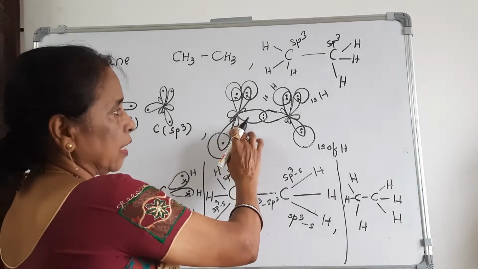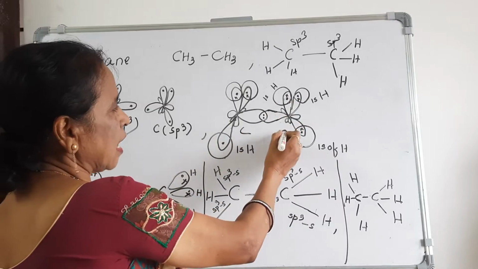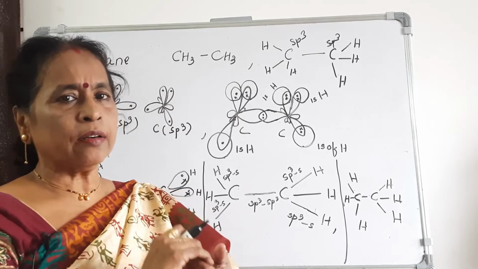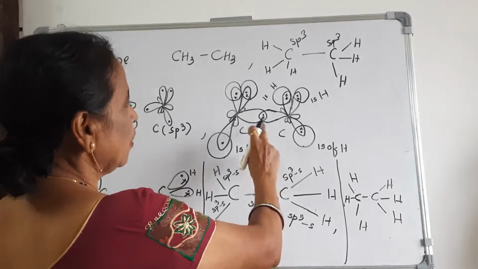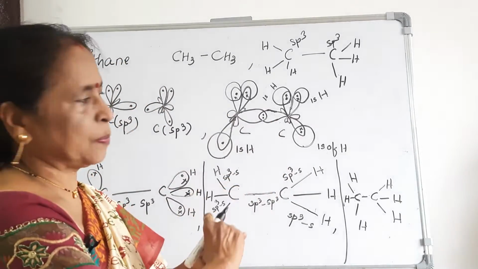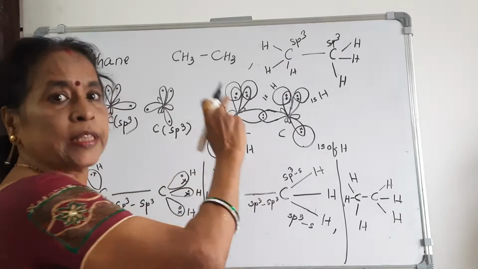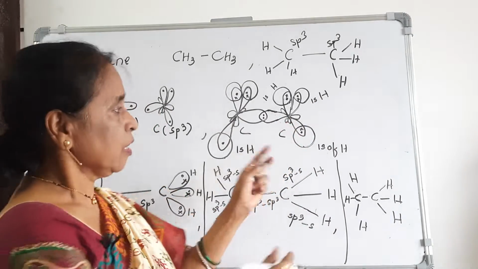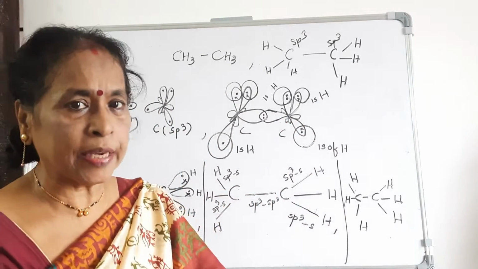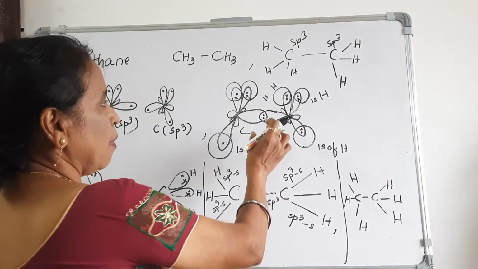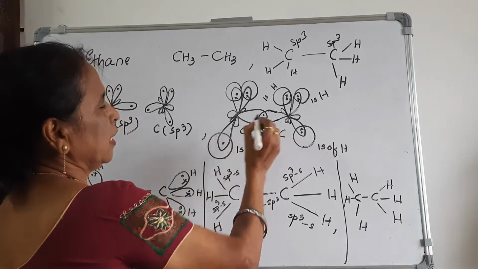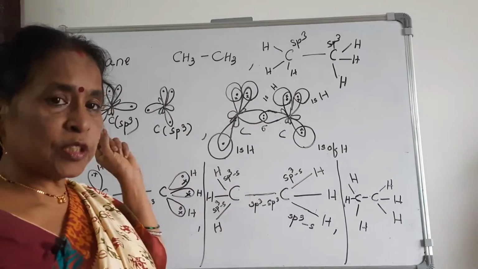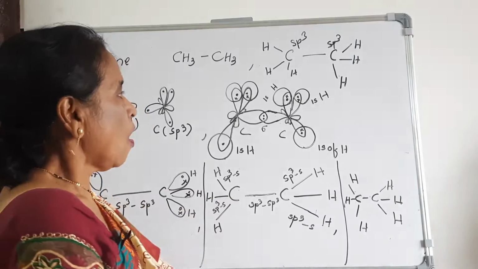Now when these two come together, see how they overlap each other. See this orbital of this carbon and this carbon, they overlap head on head. I told you head on head overlapping means sigma bond. Here the head on head overlapping takes place between the sp3 hybrid orbital of this carbon and the sp3 hybrid orbital of this carbon. Both undergo overlapping, that is head on head overlapping, and form a sigma bond, so this bond is a sigma bond.